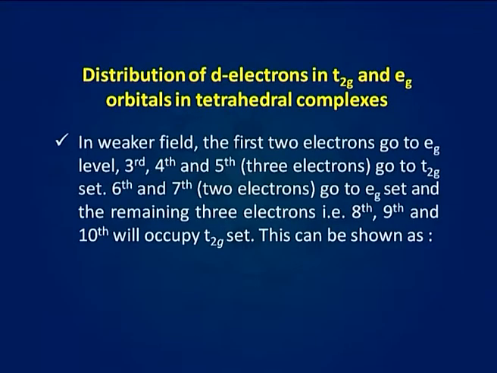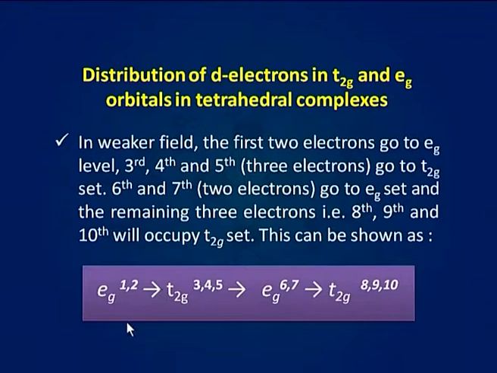Thus, in weaker field, the first 2 electrons go to EG level, third, fourth and fifth electron will go to T2G set, sixth and seventh will go to EG set, and the remaining 3 electrons, that is 8th, 9th and 10th will occupy T2G set.